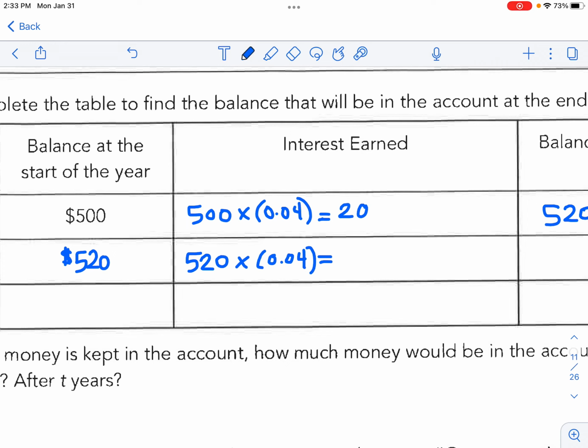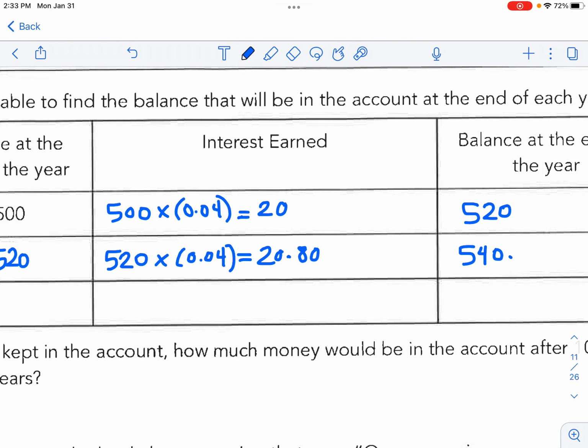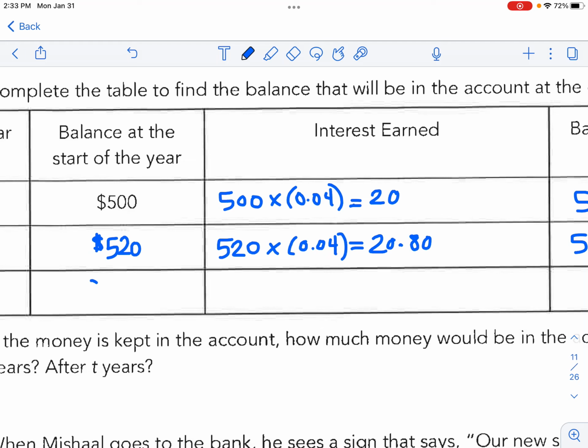And so now the interest earned is not just $20, but $20.80. And so now, adding that to 520, we have $540.80 at the end of year 2. And so that is the balance then at the beginning of year 3, $540.80.